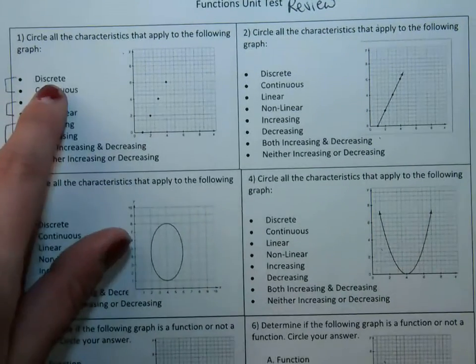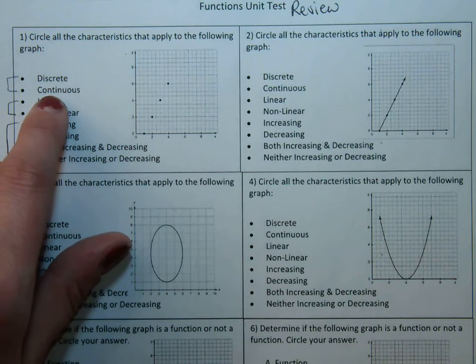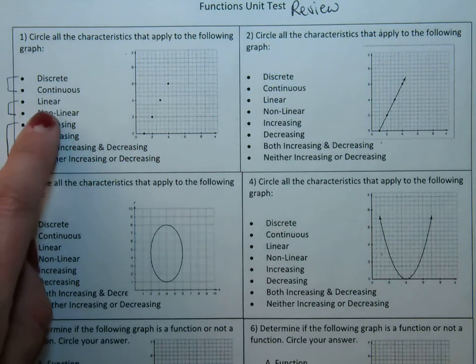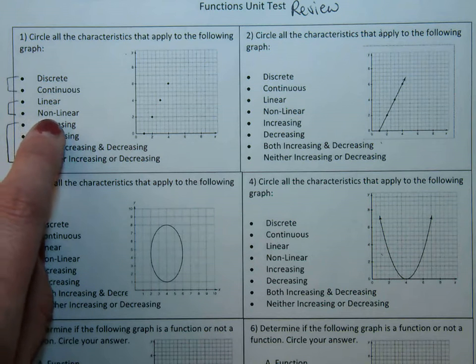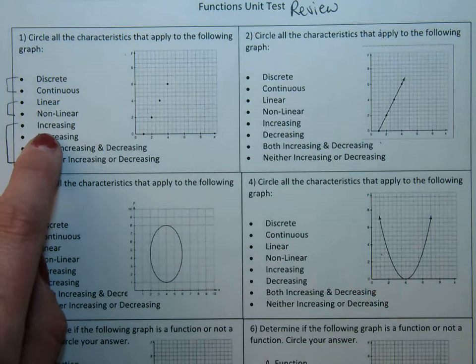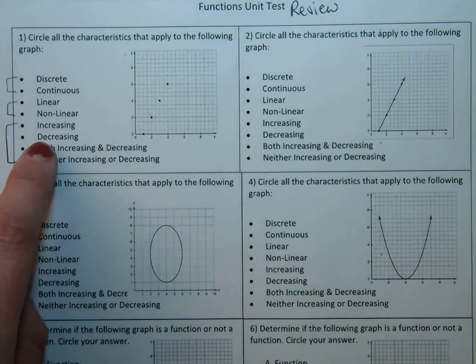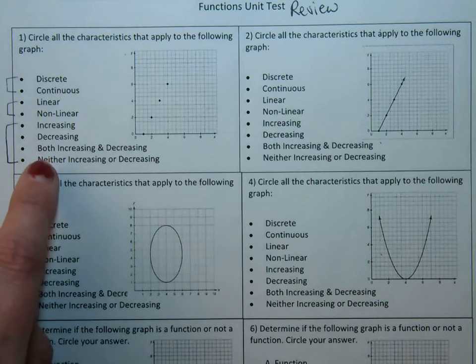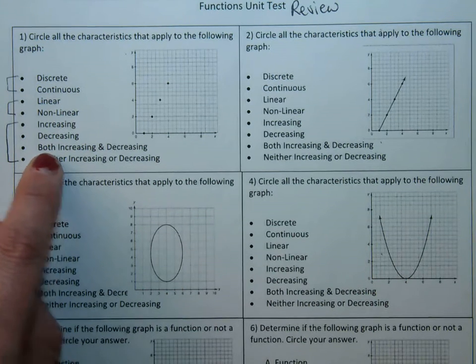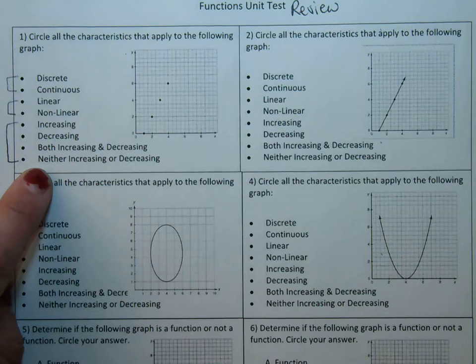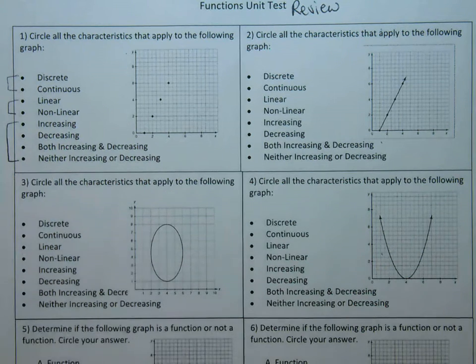Remember that discrete means that the graph does not have a line, continuous means that there is a line, linear means that there's one straight line. Non-linear means that it's not a straight line. Increasing means that the graph is going up. Decreasing means that the graph is going down. Both increasing and decreasing means that the graph is going up and down. And neither increasing or decreasing means that the graph's not going up or down.